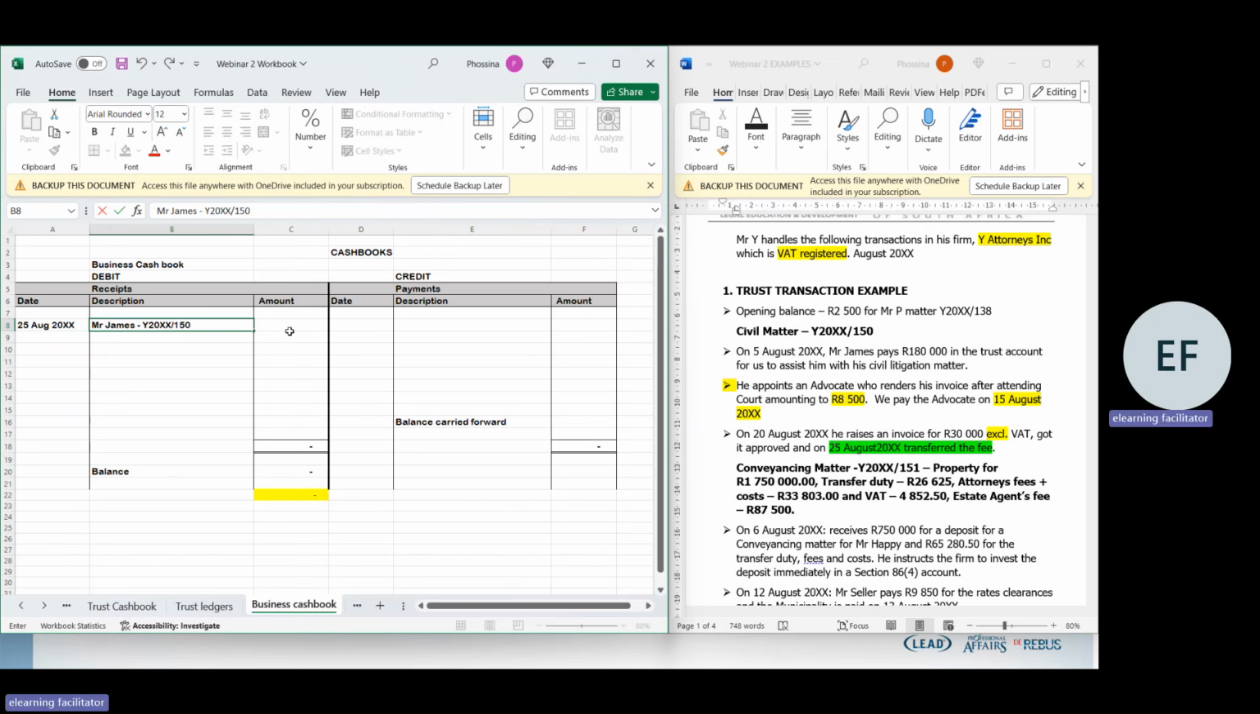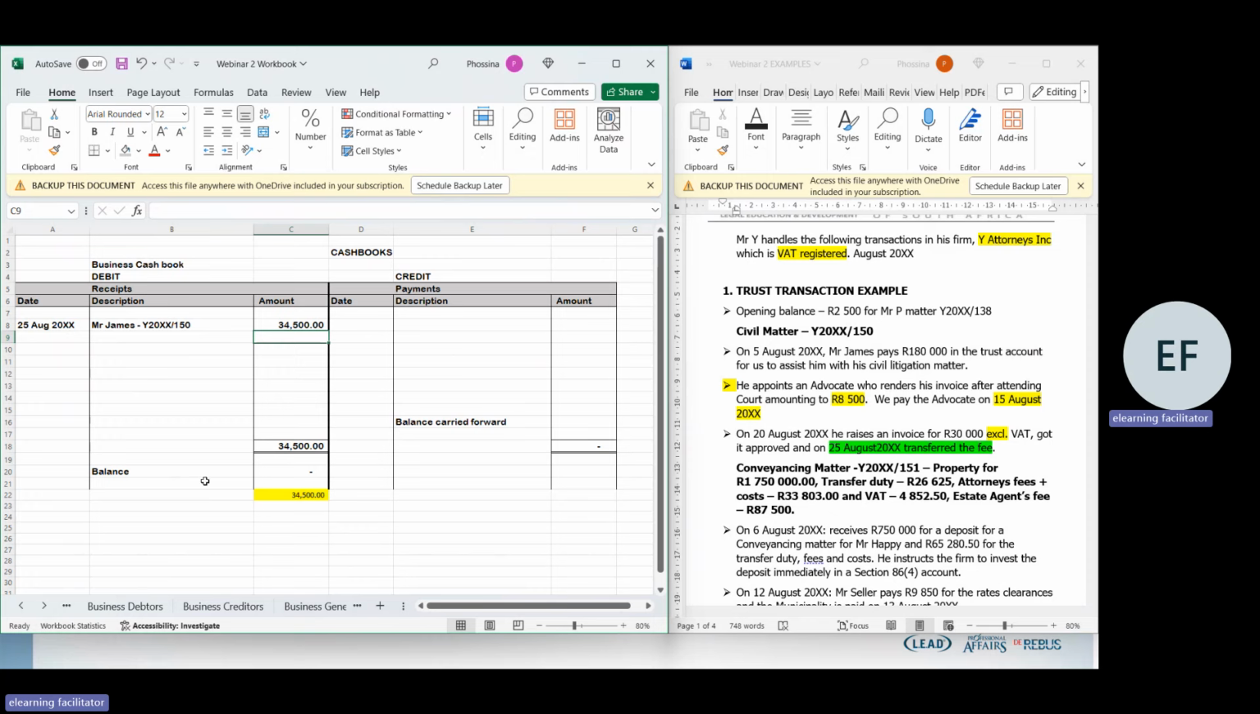And how much are we receiving? We receive, including the VAT, like that. Okay, and then we go. Mr. James has paid from the trust. He paid us money into trust. We took our money. Then what happens?